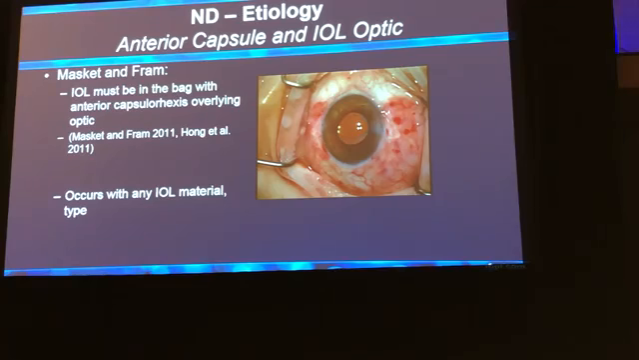Another etiology, this is Sam Masket's etiology, is that somehow there's a relationship between the lens and the anterior capsule. Not quite sure what it is, but he thought that every single time he's seeing negative dysphotopsia, the lens is always in the bag. And he's saying that he never sees it in the sulcus, and it has to be some type of way the light is hitting the lens, hitting the back of the anterior capsule, and therefore reflecting on the retina.